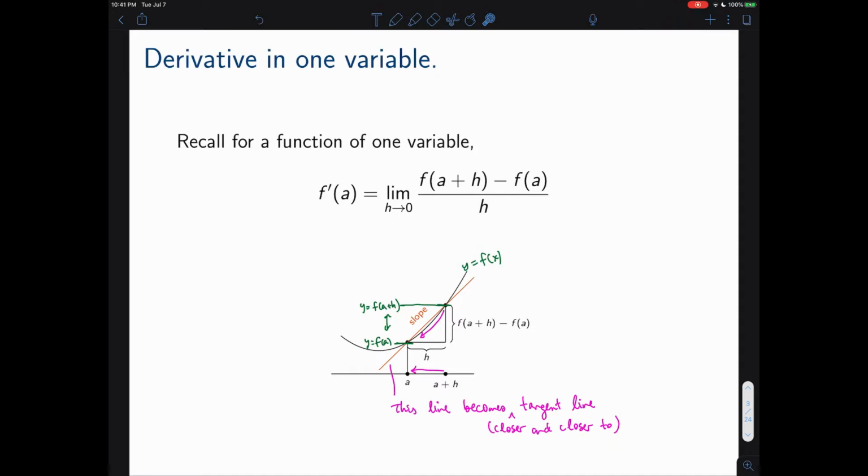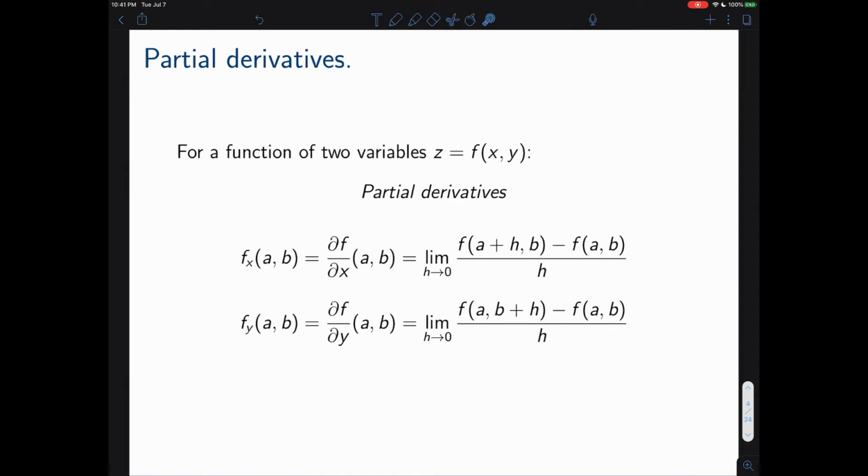Okay, so that's what happened for a function of one variable. Now for a function of two variables where z equals f of x, y, we have what are called partial derivatives. We can do the same kind of difference quotients, but with respect to x or y. And those are going to be two separate things.